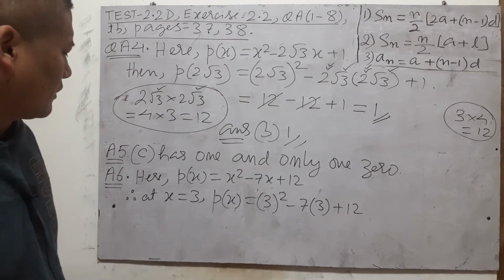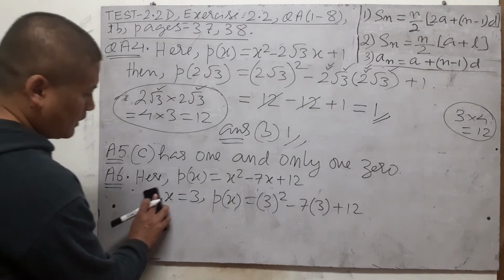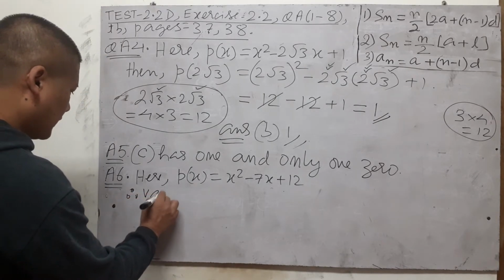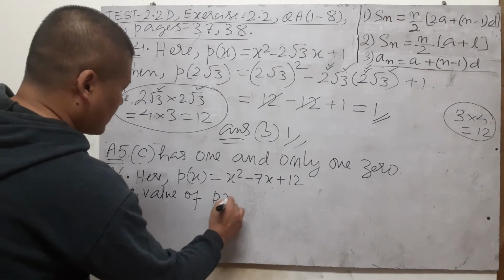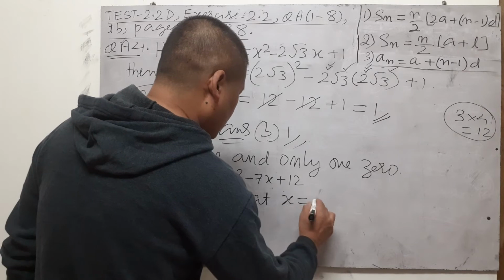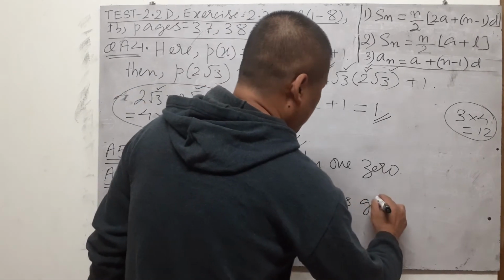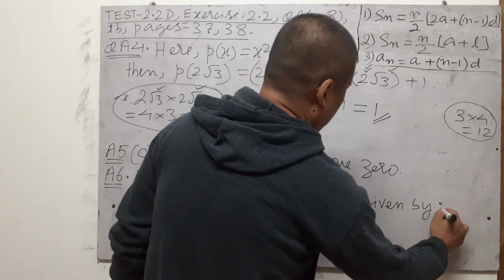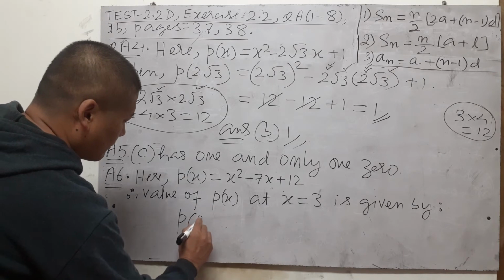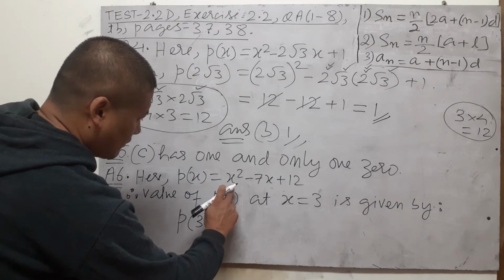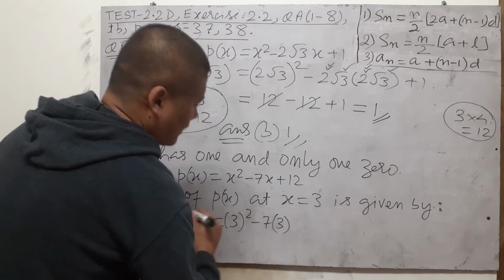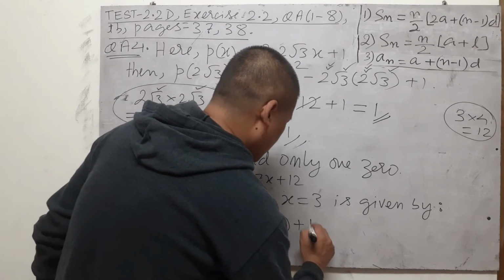You can also write it in a more textbook style. Therefore the value of p of x at x equal to 3 is given by p of x, now x is 3, so I'll put 3 in place of x. So this is 3 squared minus 7 into 3, where x is replaced by 3, plus 12. Like that also you can do.